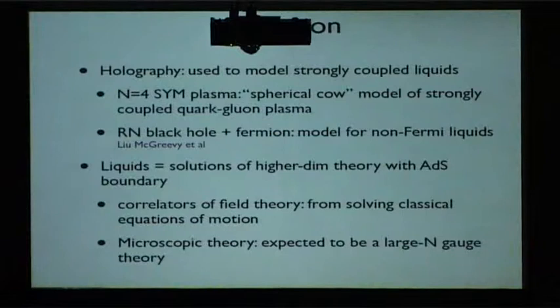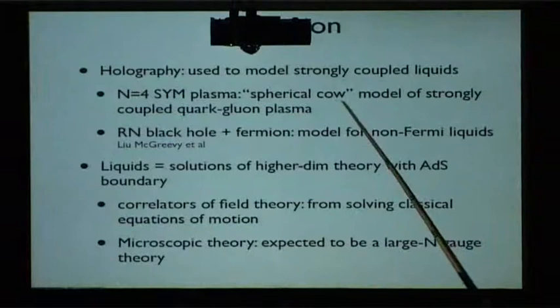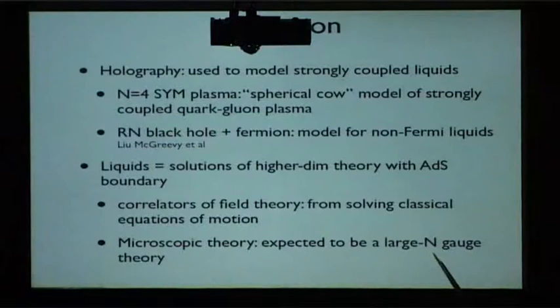The fact that it is large N doesn't seem to be a limiting feature when we use gauge gravity duality to model the quark gluon plasma. For the condensed matter system, we don't know whether it's a severe restriction or it is something that can be overcome.